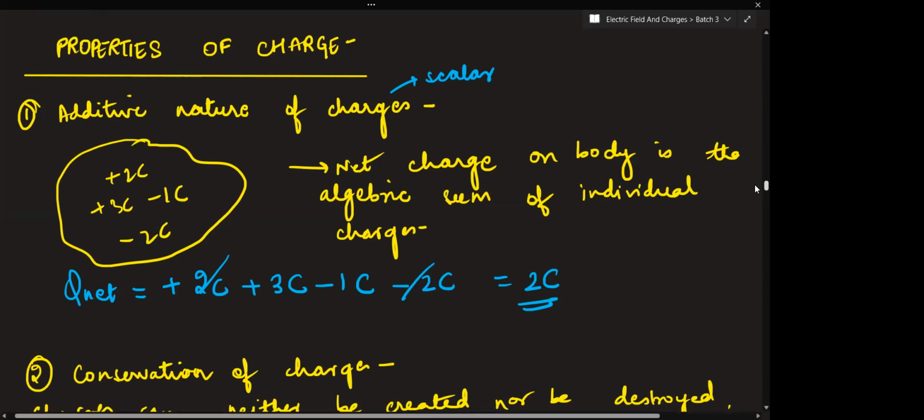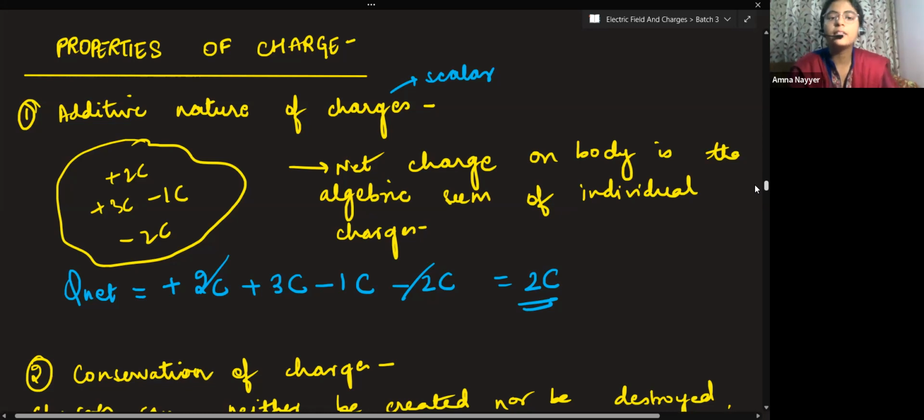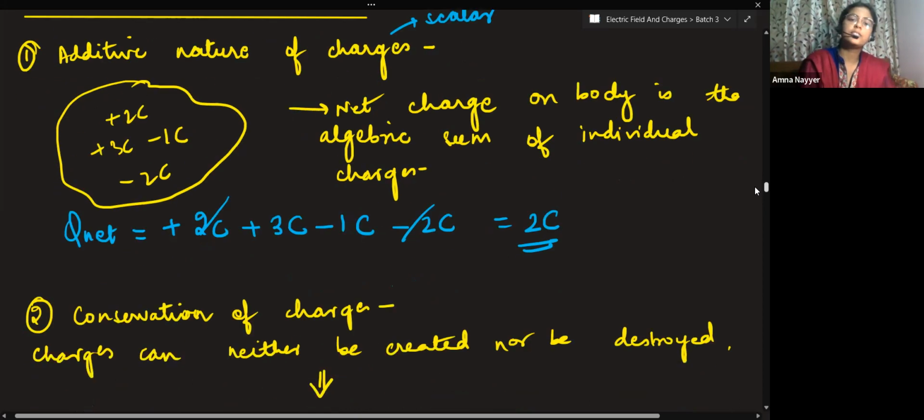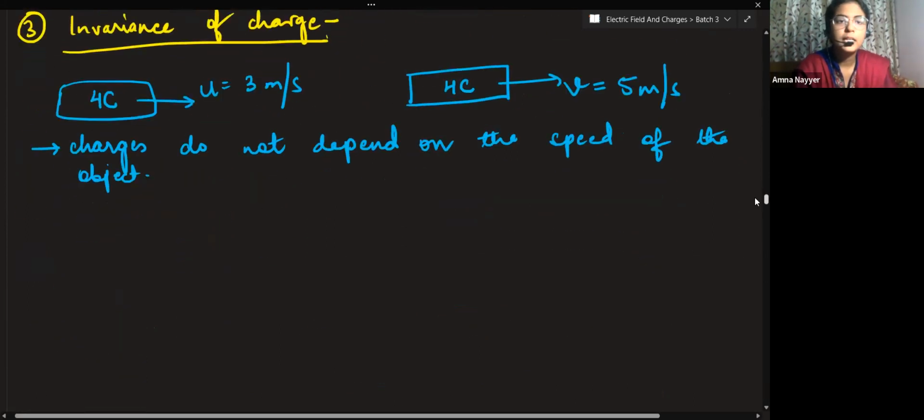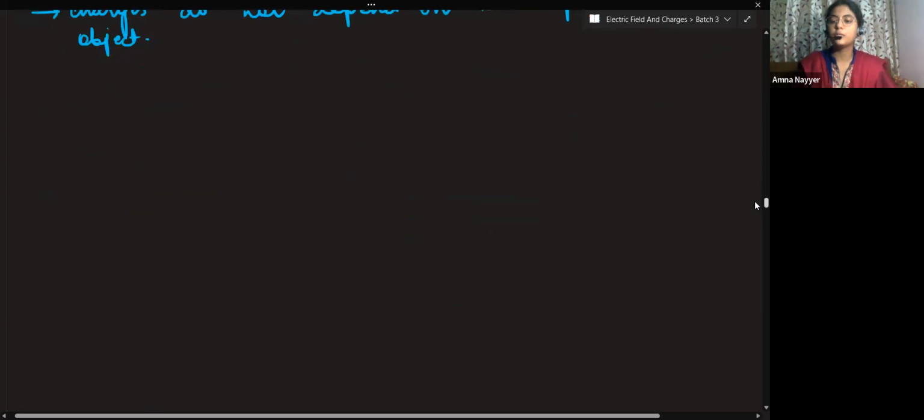Yes, ma'am. So see, we had started with properties of charges. There we had seen the additive nature of charge. Then we had also seen the conservative nature of charge, and invariance of charge, which means charge is independent of the speed. The fourth property, which I was mentioning to you and from which the questions do come, is quantization of charge.